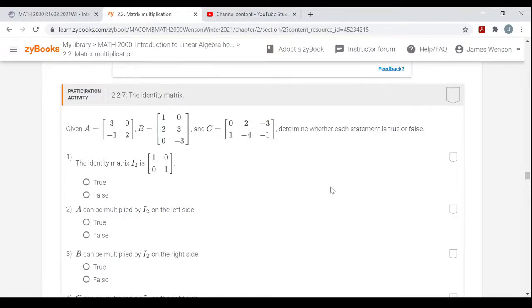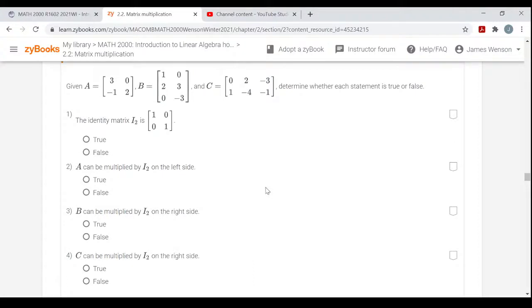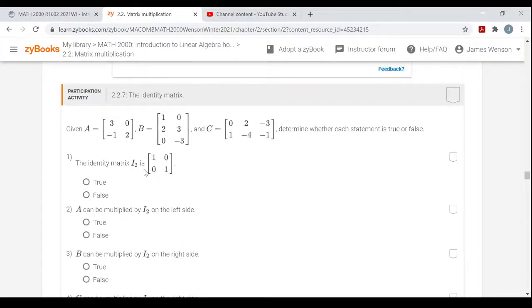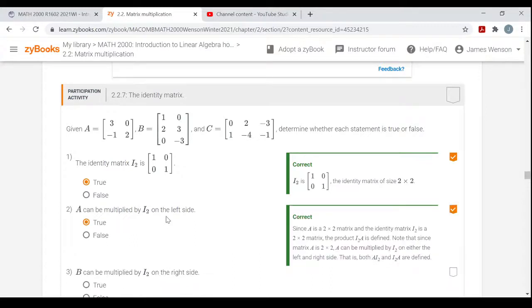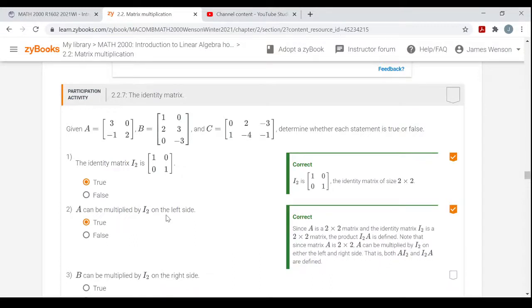All right, so I'll work through a couple of these here. The identity matrix I2 is this. Yes, this is the 2 by 2 identity matrix: 1's down the main diagonal, 0's everywhere else, so that's true. Matrix A can be multiplied by I2 on the left side. Well, A is a 2 by 2, so you can multiply by a 2 by 2 on the left side. That'd be true, as long as the dimensions are correct for multiplication.